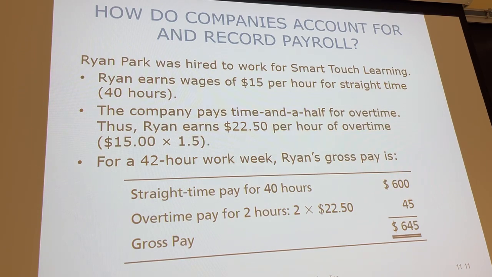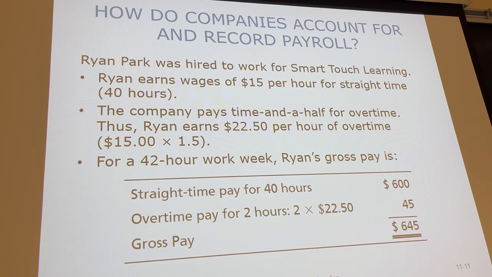So we have a problem here where it says that Ryan has a regular wage rate of $15 per hour that applies to his first 40 hours per week. And he works 42 hours during this particular week. So we're asked to calculate what his total gross pay is for the week.